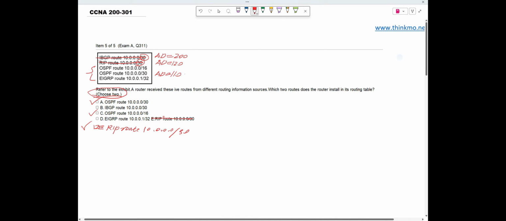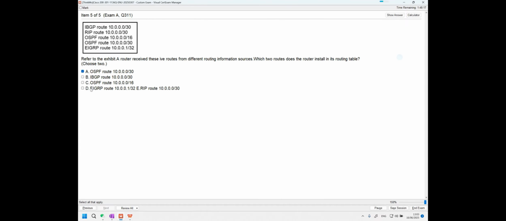Since we need to pick 2, let's eliminate this OSPF route, the one with the /16 mask, because its mask is too short, right? Then, after eliminating the incorrect option, we simply choose the 2 remaining choices. Therefore, we select options A and D as our final answers, since they best fit the criteria given in the question. Let's check, shall we? Choosing A and D is the correct answer, right?